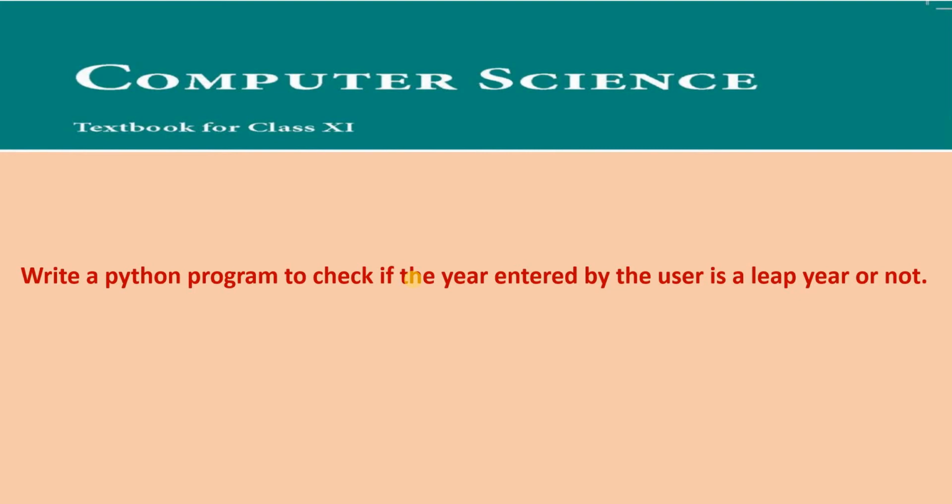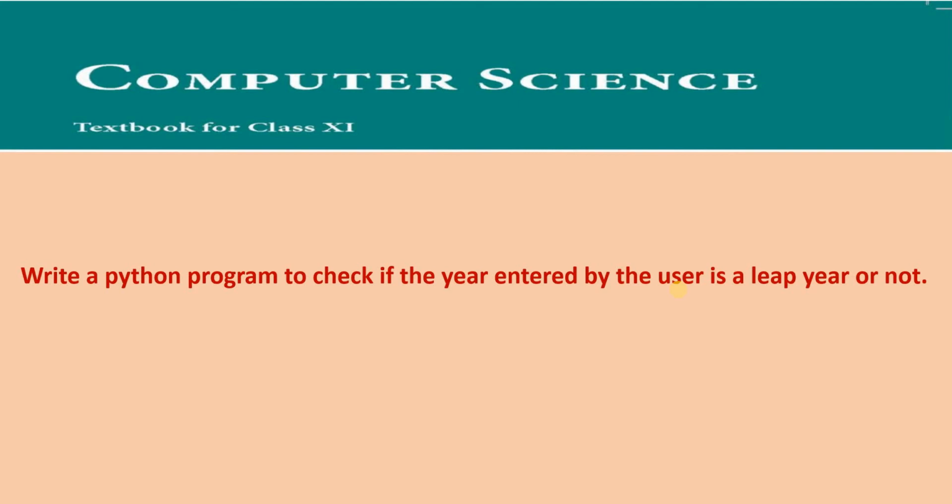In this video, we are going to provide a solution to one of the questions in computer science for class 11 of CBSE. The question is, write a Python program to check if the year entered by the user is a leap year or not. So we have two steps. One is to accept an input from the user and store it in a variable. The second step is to verify whether the year stored in the variable is a leap year or not.